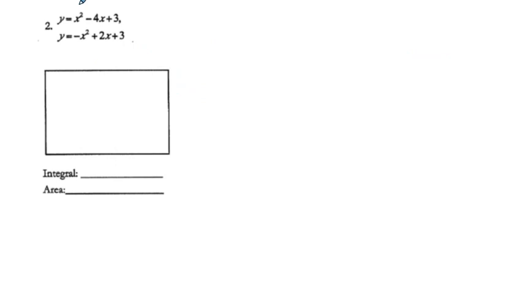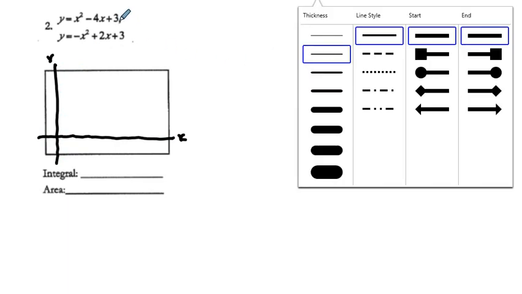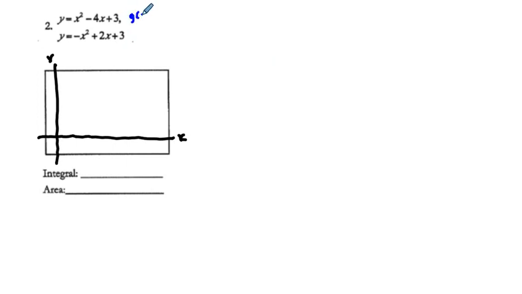And here it is. We have two functions, y equals x squared minus 4x plus 3 and y equals negative x squared plus 2x plus 3. So we're going to graph both of these functions, just have a sketch of what's happening. So we have x, y, and we're going to label these two functions accordingly. This one on top here is going to be called g of x, and the one on bottom we're going to call f of x.